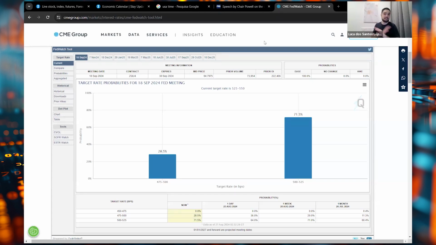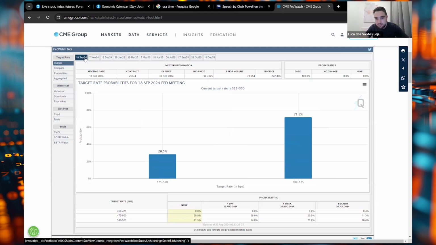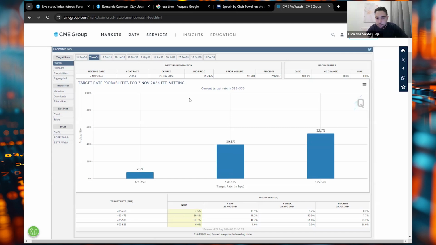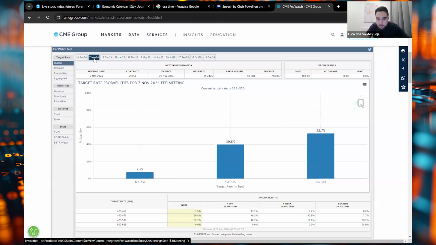When? Don't know yet. I would have to look at my models, but if we look at the 18th of September, expecting a 25 basis point cut, 71.5% of the market is expecting a 25 basis point cut. On the 7th of November, 52.7% is expecting no cuts at all. Oh, they're expecting a 25 basis point cut, sorry, a 25 basis point cut.